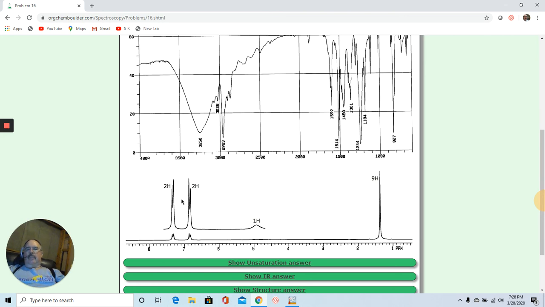And this also indicates a benzene ring. Okay, peaks around 7 to 8. Okay, and it would be a para-disubstituted, 1,4-disubstituted, to have this doublet pattern.